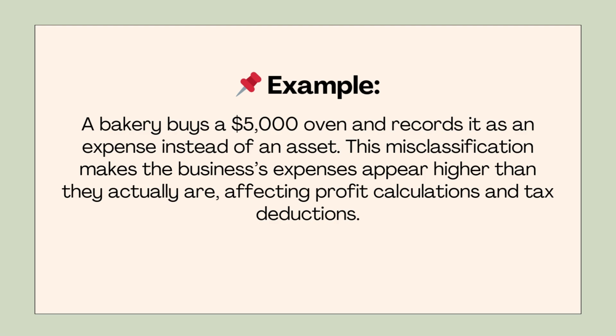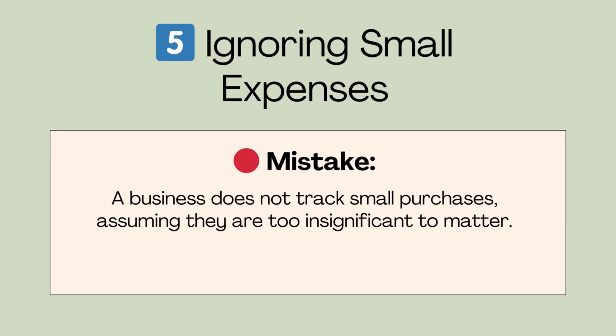Example: a bakery buys a $5,000 oven and records it as an expense instead of an asset. This misclassification makes the business's expenses appear higher than they actually are, affecting profit calculations and tax deductions. 5. Ignoring small expenses. Mistake: a business does not track small purchases, assuming they are too insignificant to matter.